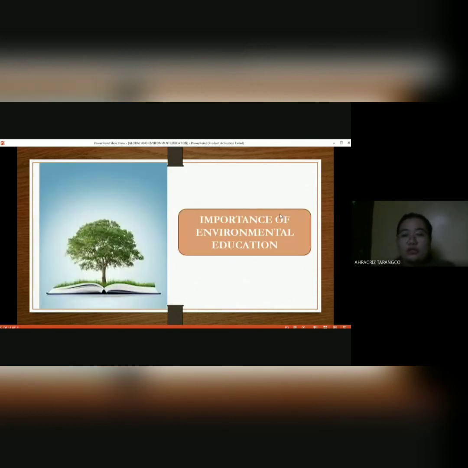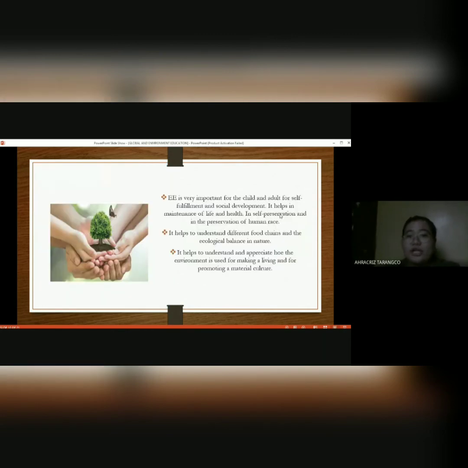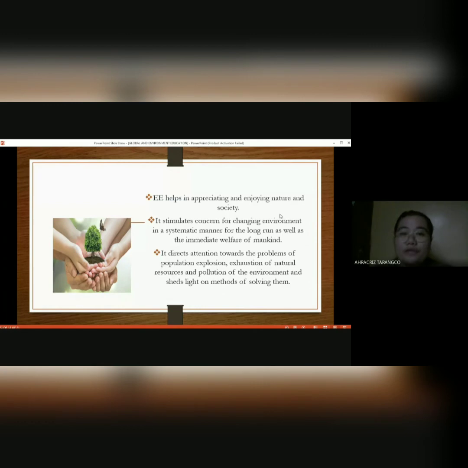Importance of environmental education. EE, or environmental education, is very important for the child and adult for self-fulfillment and social development. It helps maintenance of life and health in self-preservation and in the preservation of the human race. It helps to understand different food chains and the ecological balance in nature. The third one is it helps to understand and appreciate how the environment is used for making a living and for promoting the material culture. EE also helps in enjoying nature.